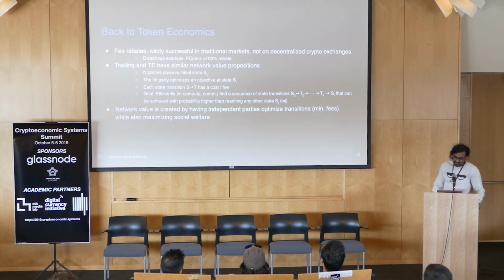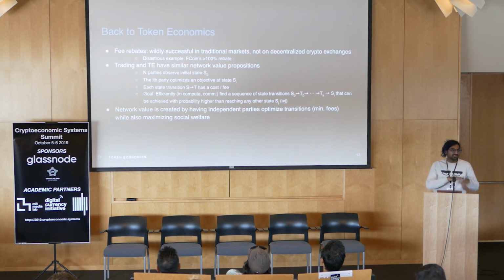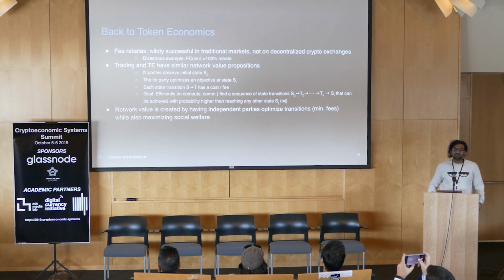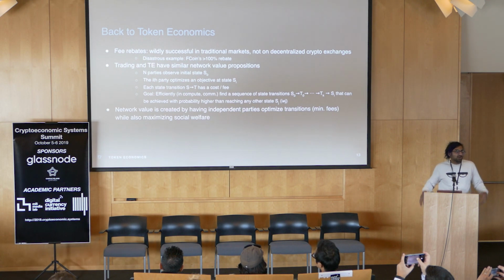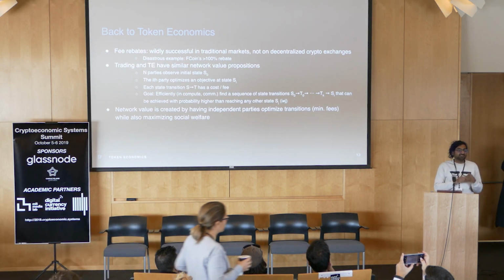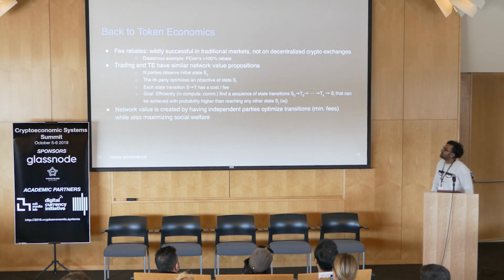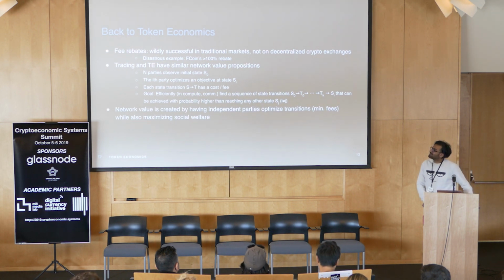So, token economics. Fee rebates are wildly successful in every market that exists, every electronically traded market that's centralized. Even centralized crypto exchanges all offer tons of fee rebates. The reason BitMEX is able to have so much more liquidity than Deribit is strictly because of this. But decentralized crypto platforms have had a lot of problems with fee rebates.